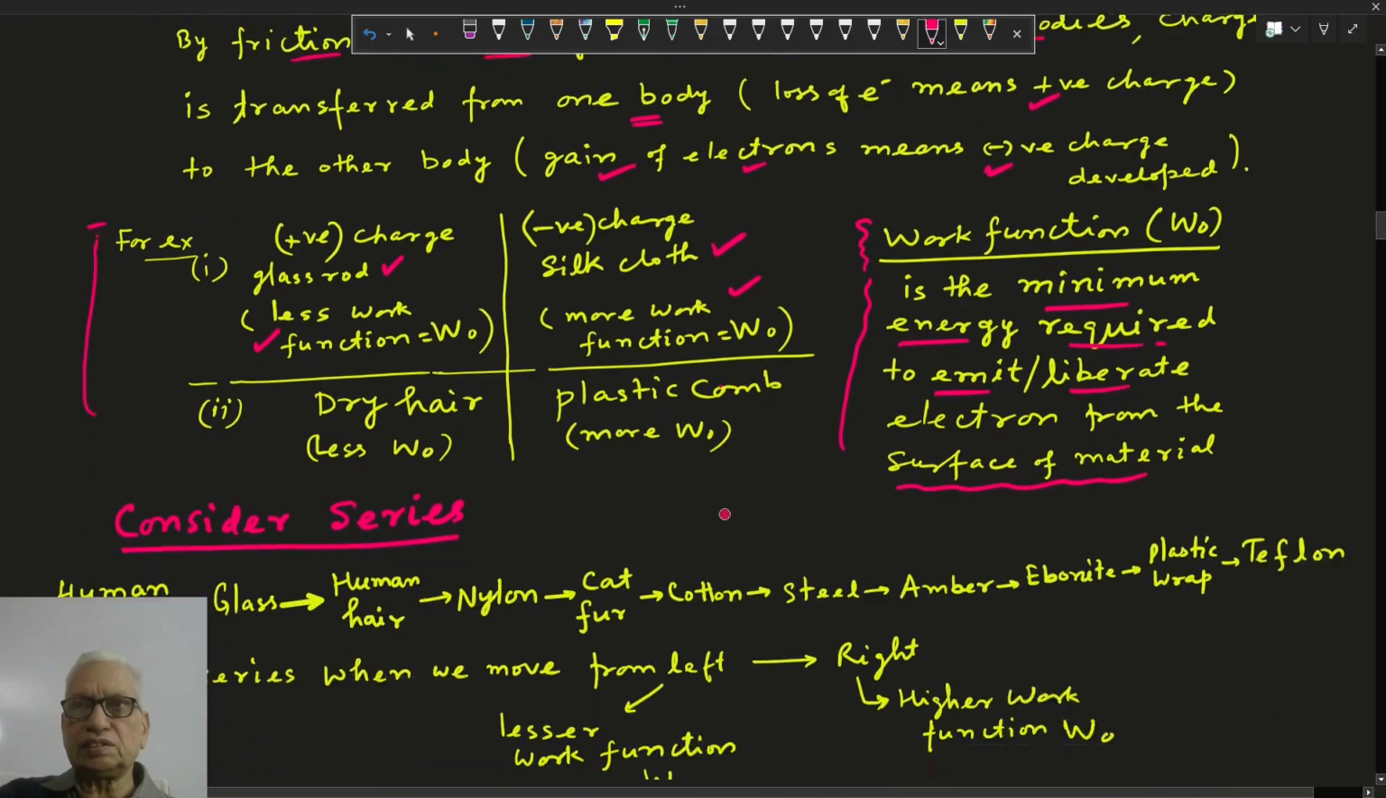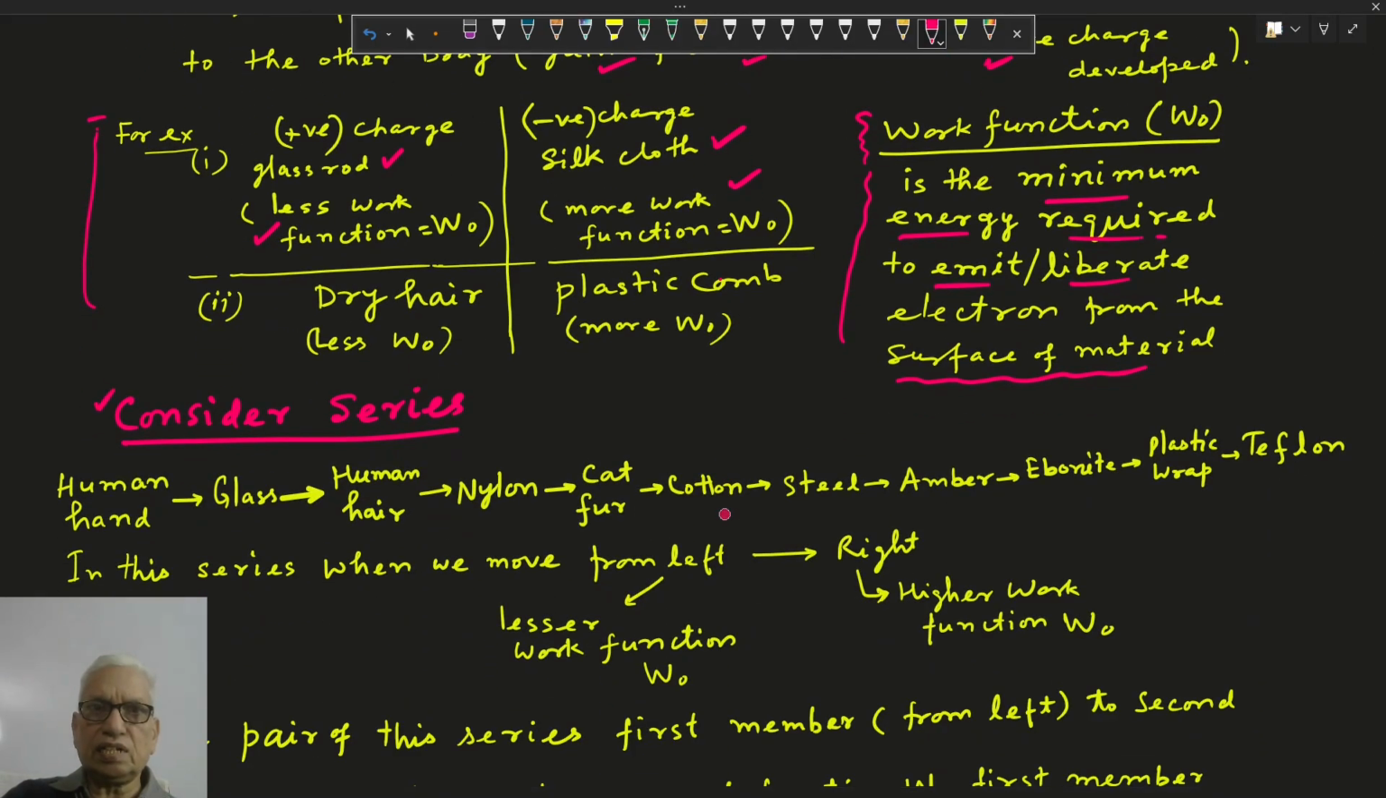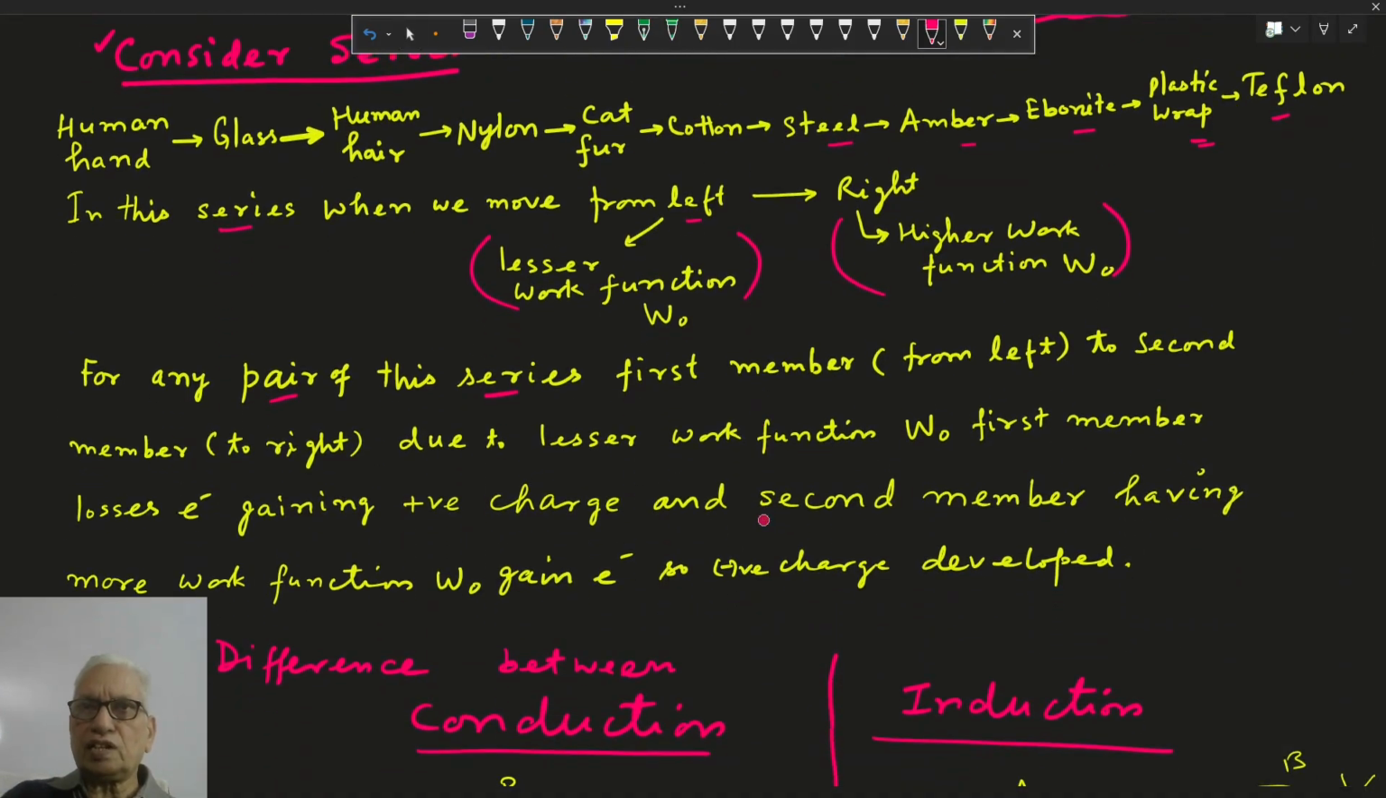Here we are considering this very important series: human hand, glass, hair, nylon, cat fur, cotton, steel, amber, ebonite, plastic, and Teflon. In this series, when we move from left to right in any combination, the left body has lesser work function and the right body has higher work function. For any pair of this series, the first member from the left has less work function, and the second member to the right has more work function.